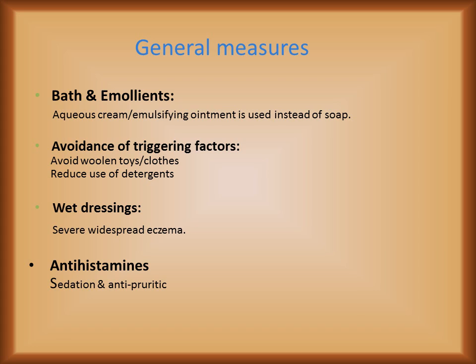General measures. General measures include bath and emollients. Aqueous cream or emulsifying ointment are used instead of soap. Avoidance of triggering factors, for example avoiding woolen toys or clothes and reducing use of detergents. Wet dressing can be used for severe widespread eczema. Finally, antihistamines can be used as sedation and antipruritic in children aged 2 years and older.